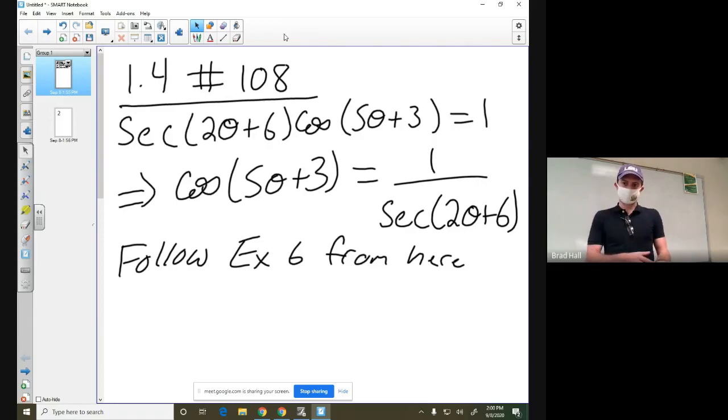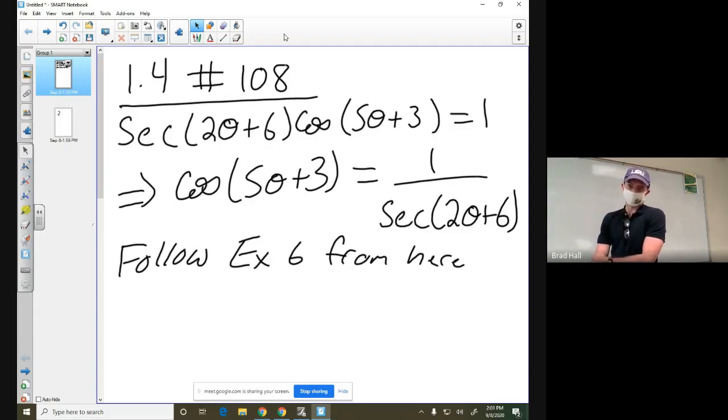One of the problems I got from the homework was section 1.4, problem number 108, which I have displayed here on the screen. I had a few questions about this one, and really there's only one step you have to do, which is the step that I have following the statement of the problem. You just simply divide both sides by secant of 2 theta plus 6, and then from there it follows example 6 from the notes exactly. So that's all you have to do for that one.